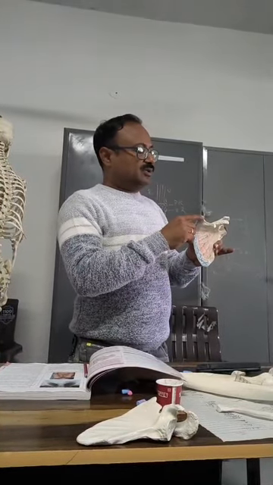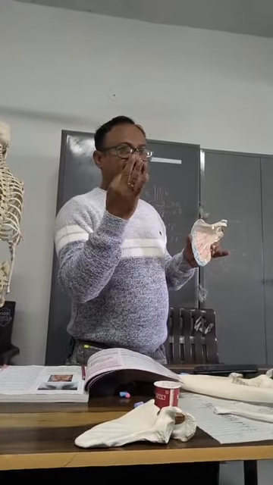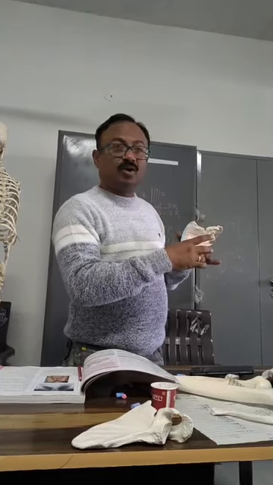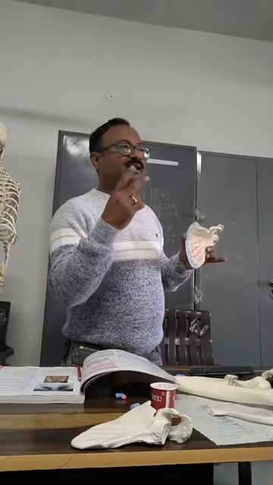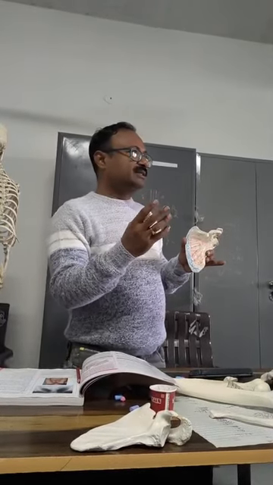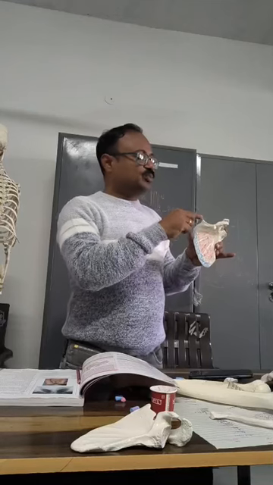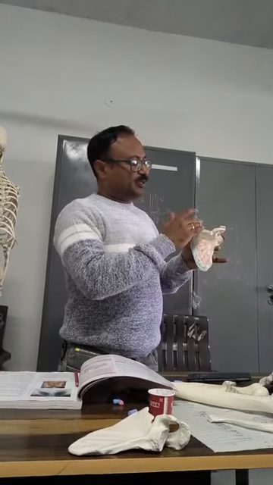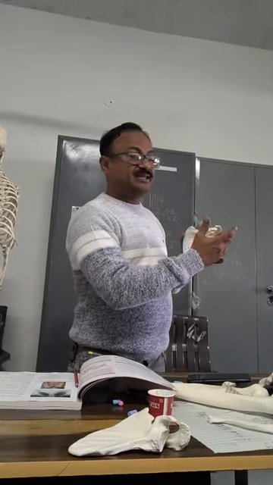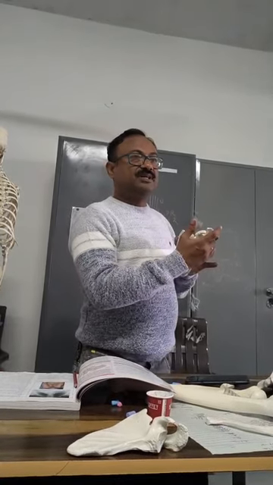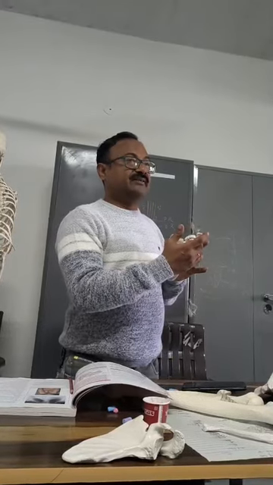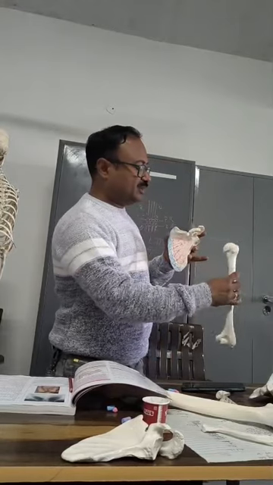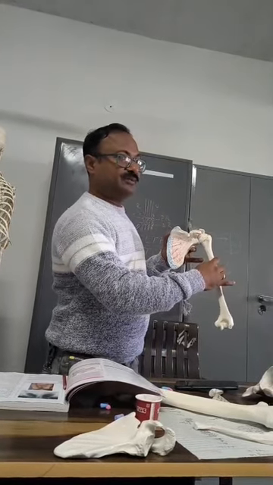Here you will find the three angles. In this bone you will find three angles, three borders, three processes and two surfaces. The three angles are the superior angle, inferior angle and lateral angle. The lateral angle is broadened and forms the cavity called the glenoid cavity. The glenoid cavity articulates with the head of the humerus and forms the shoulder joint.